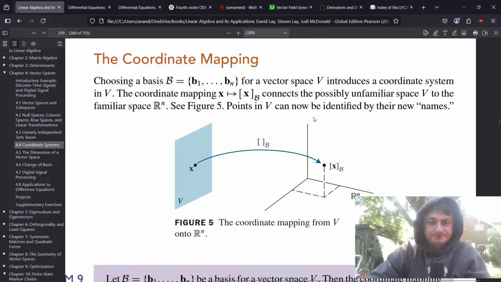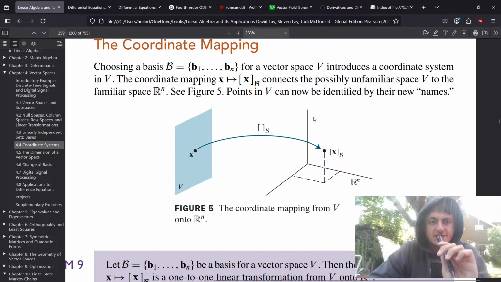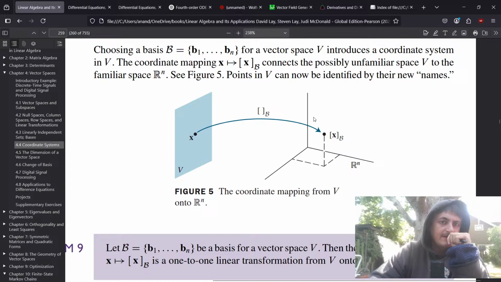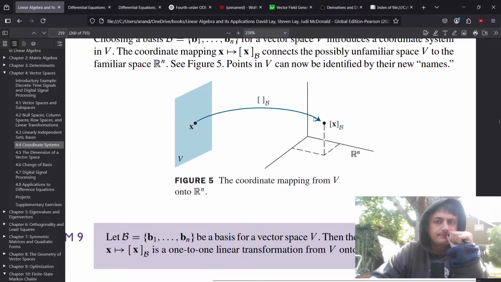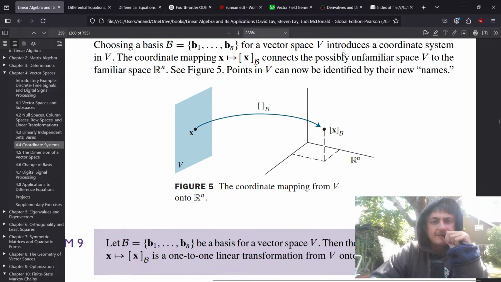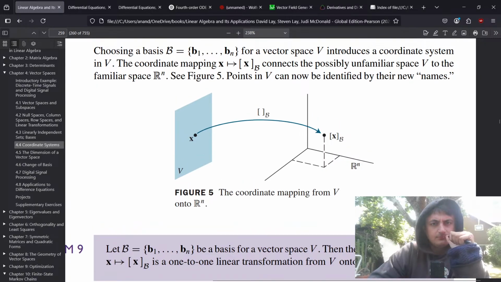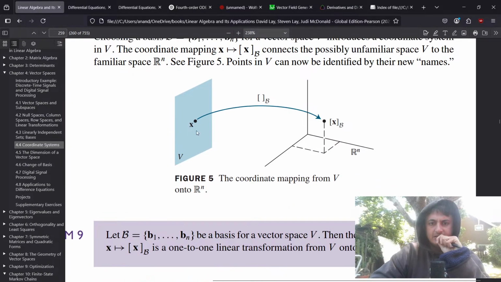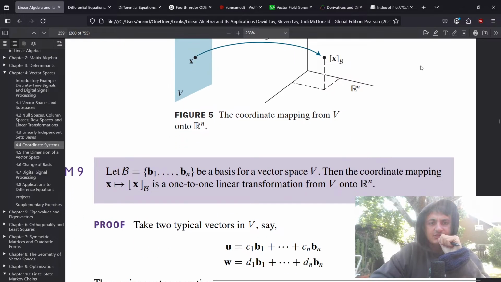Okay, the coordinate mapping. Choosing a basis B for a vector space V introduces a coordinate system in V. The coordinate mapping connects the possibly unfamiliar space V to the familiar space Rn. I don't really understand that. The figure 5, okay. Points in V can now be identified by their new names.